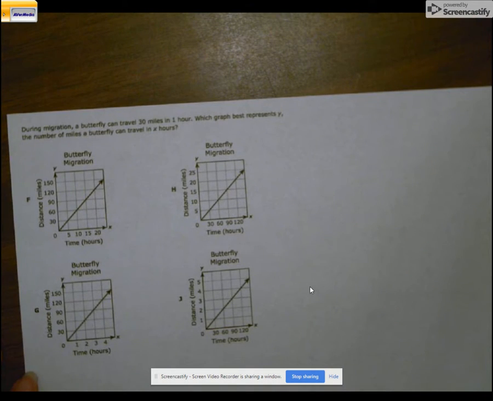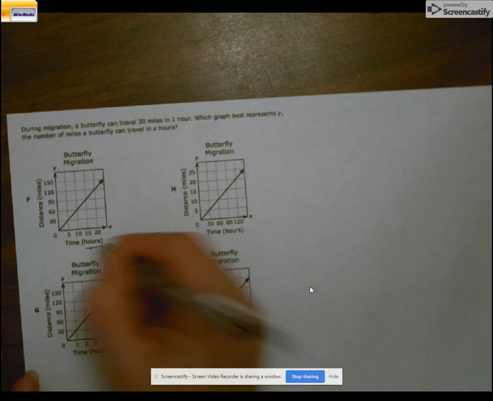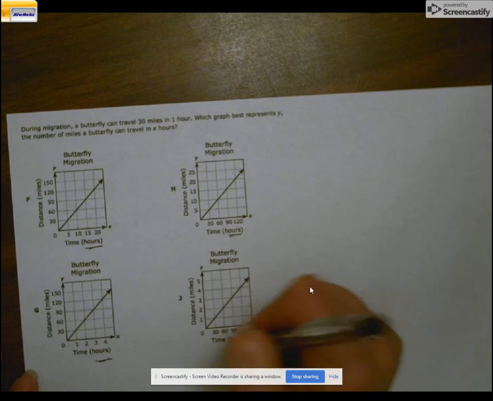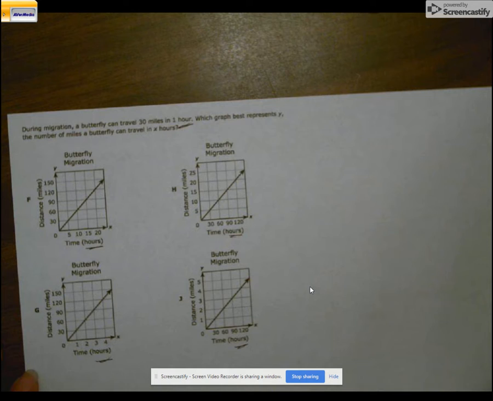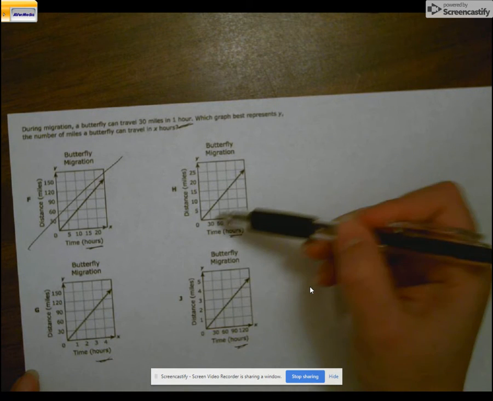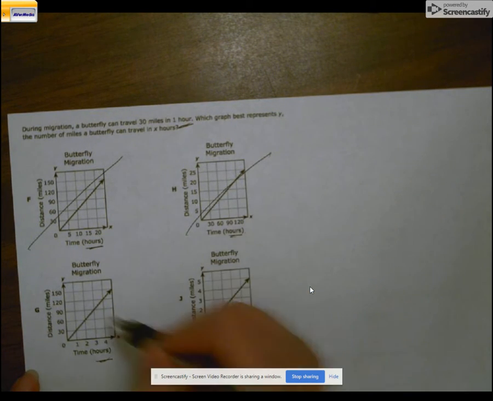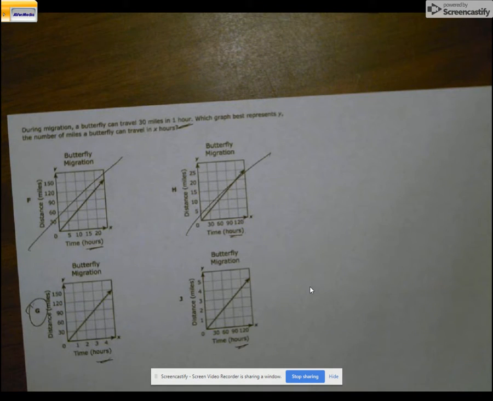Right, during migration, a butterfly can travel 30 miles in 1 hour. Let's see which one shows me that, 30 miles in 1 hour. So again, I've got my hours here on the bottom. So I'm going to go with 1 hour and see which one goes up to 30. Well, this has 5 that goes to 30. So that's 30 that goes to 5. That would be 30 hours. That's not what I want. Only one here that makes sense.